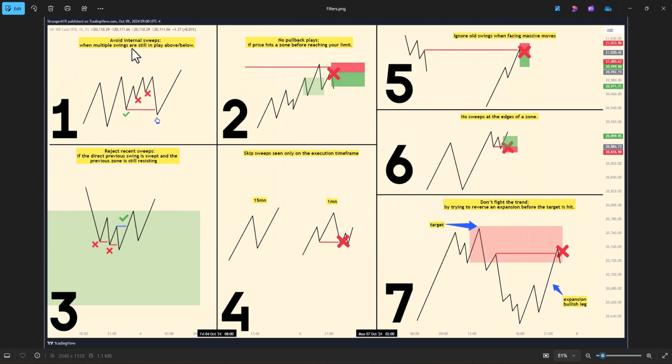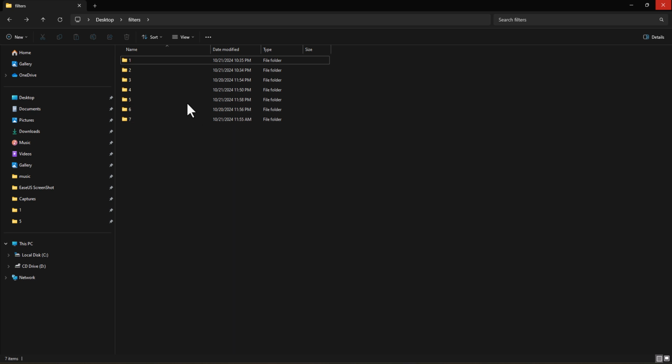So first filter, avoid internal sweeps. I told you in a previous video that when multiple swings are still in play, above or below us, depending on the trend, wait for the last one to be taken. So in an uptrend, wait for this one to be taken, and this one will give you the best expansion, right? Or the best RR. If we go now to examples, let's start with the first one.